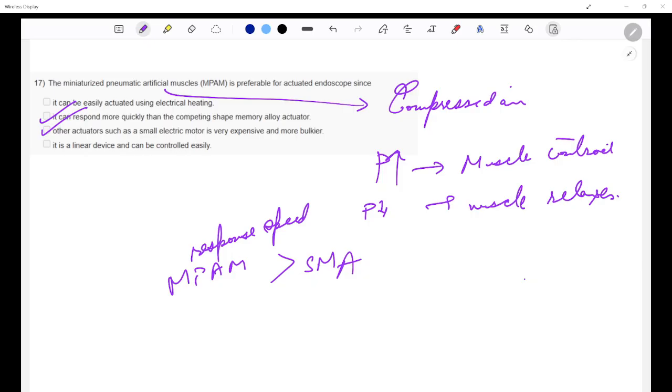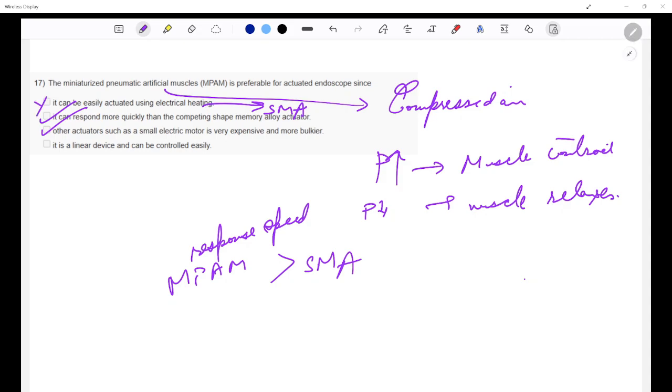Let's go to option A. It can be easily actuated using electrical heating. This describes shape memory alloy, right? And not pneumatic muscles. MPAM uses compressed air pressure, so it is incorrect.